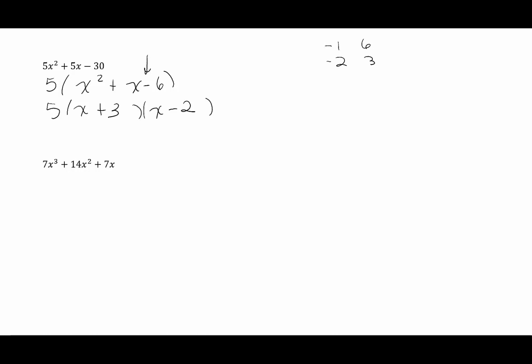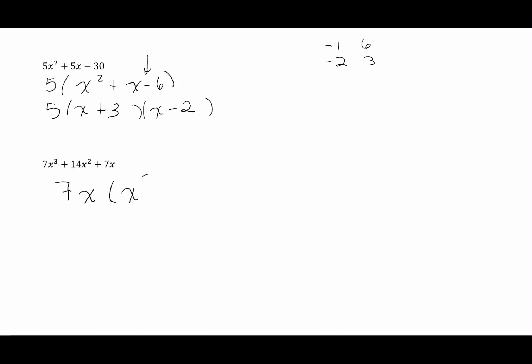Now I have 7x cubed plus 14x squared plus 7x. I like this one because it is a trinomial, but it's not a power 2 like we've been doing before. So when I look for the greatest common factor, I'm going to factor out the 7 because it goes into 7, 14, and 7, but I'm also going to take out an x because all three terms have an x included. So this time let's factor out 7x as our GCF.